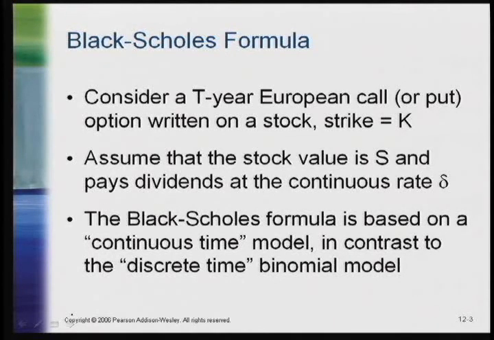The Black-Scholes formula does reflect the exercise values of the option. It'll assume a T-year, European call or put, strike of K, common terminology. S will be the value of the stock. Delta, as always, will be the continuous dividend rate on the stock. And as I mentioned earlier, this formula is based on a continuous time model of stock price movements, which we're going to get to in a later chapter, in contrast to the discrete time binomial models, where we break up time in discrete steps and only model prices at the end of those steps.